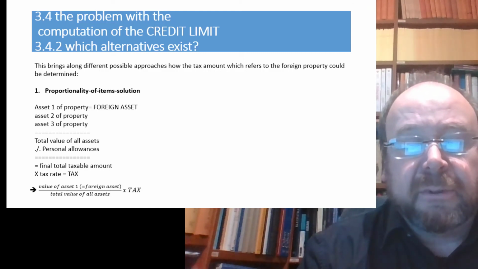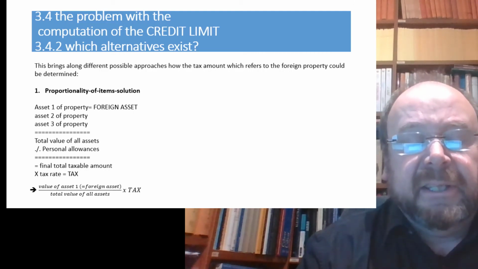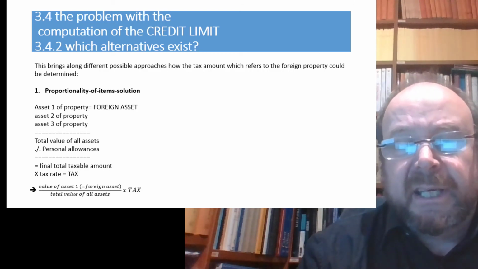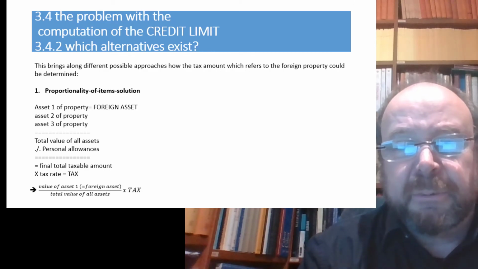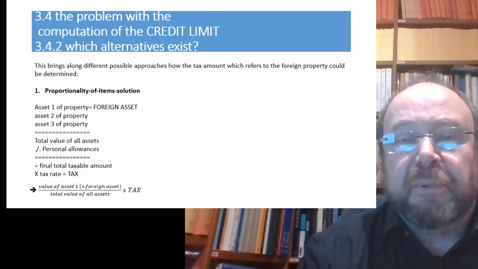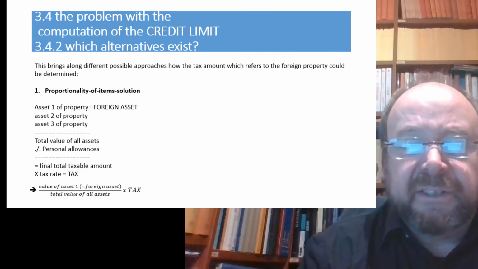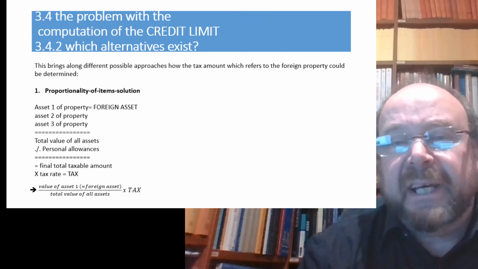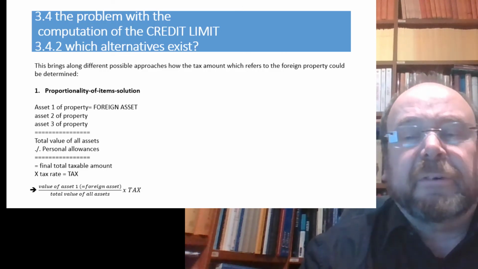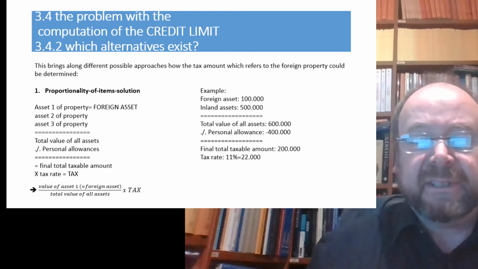Now, if I want to compute the amount of tax which has to do with the foreign asset, here the idea would be I look to the value of the foreign asset, number one, and to the percentage which that is of the total value of all assets. So the proportion or the ratio asset number one in relation to all assets together, that is that fraction of my overall tax which refers to the foreign asset. That's the idea.